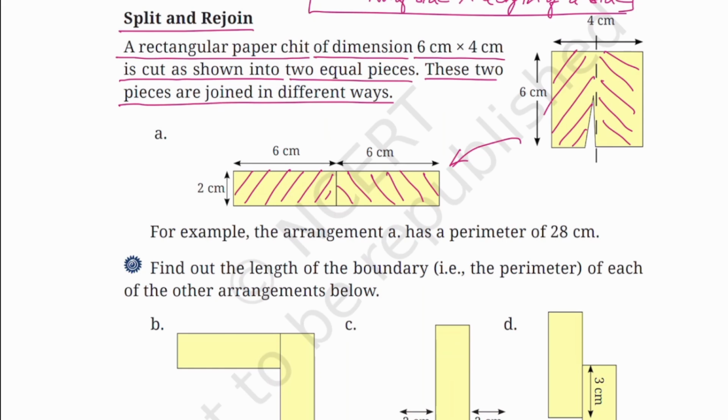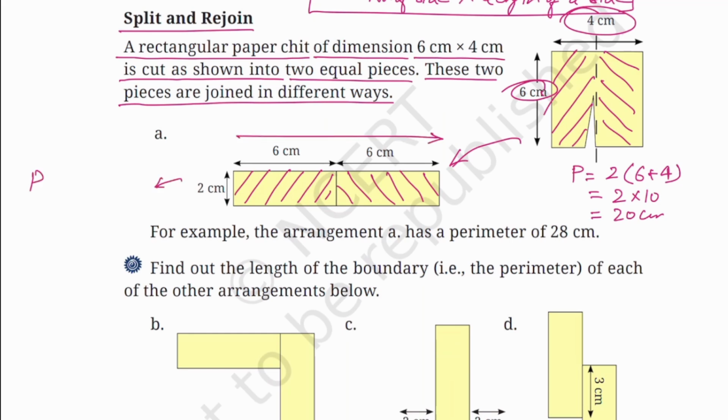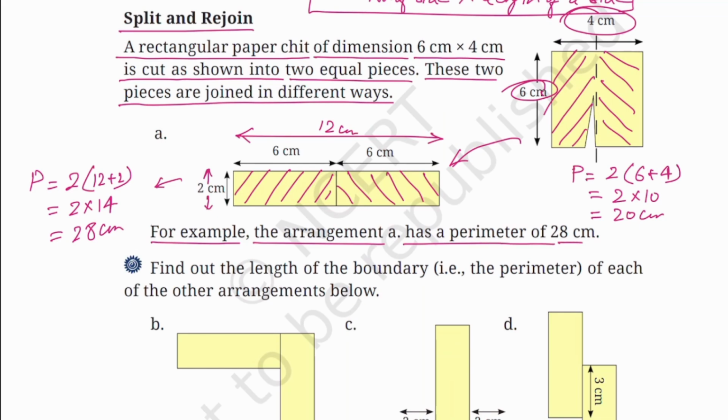So perimeter of the original shape is 2 into 6 plus 4, that is 2 into 10 or 20 centimeter. Perimeter of this shape will be, this is 12 centimeter and this one 2 centimeter. So 2 times 12 plus 2, that is 28 centimeter. For example, arrangement A has a perimeter of 28 centimeter.